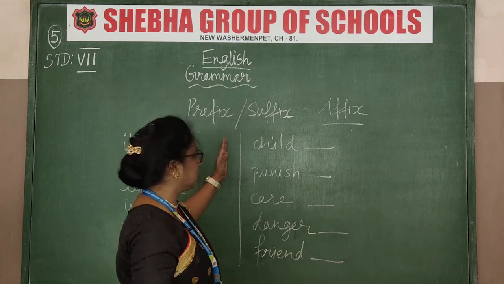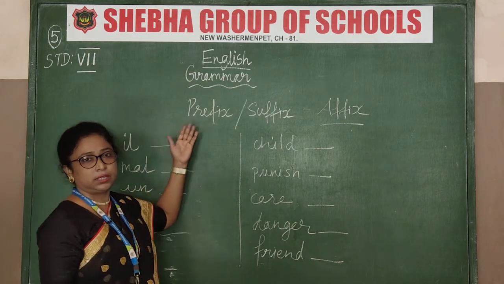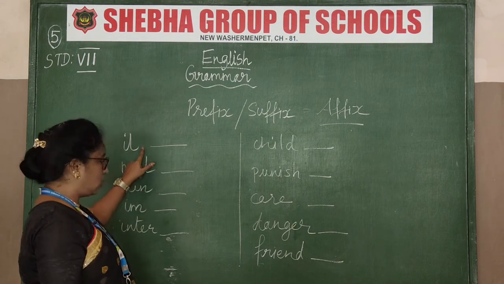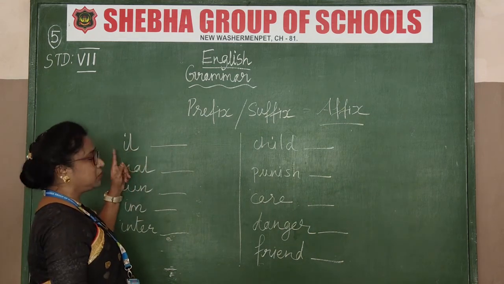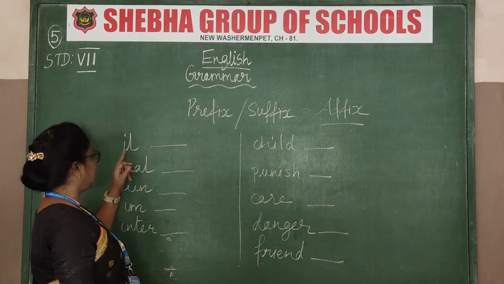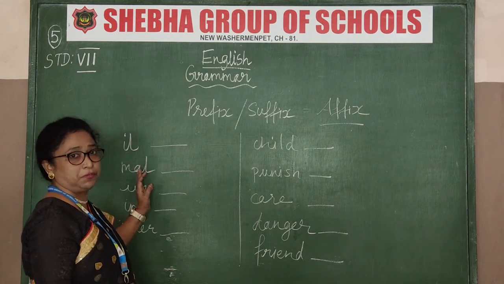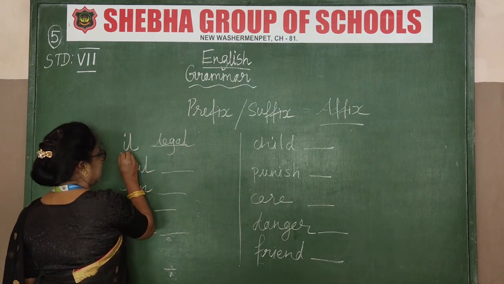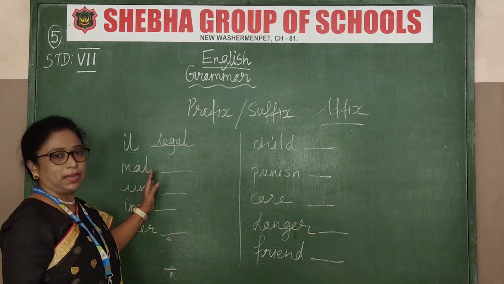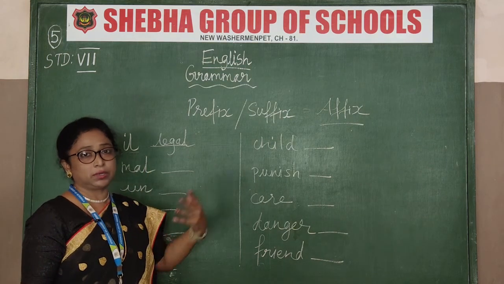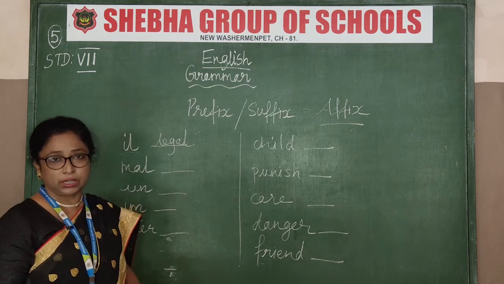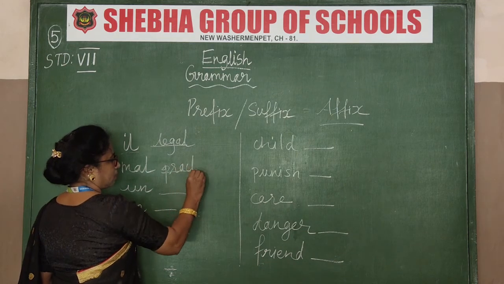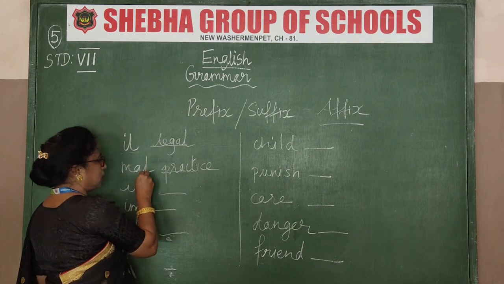What is prefix? Prefix, from the word itself, is understood. It comes before the word. All these are prefixes. That which comes before the word is known as prefix. For example, ill is the prefix given to you. So what will you write? Illegal. Now mal. What kind of word can you fix it to for mal? Malnutrition, malpractice. Okay, so malpractice we can write. That which comes before the word is known as prefix.